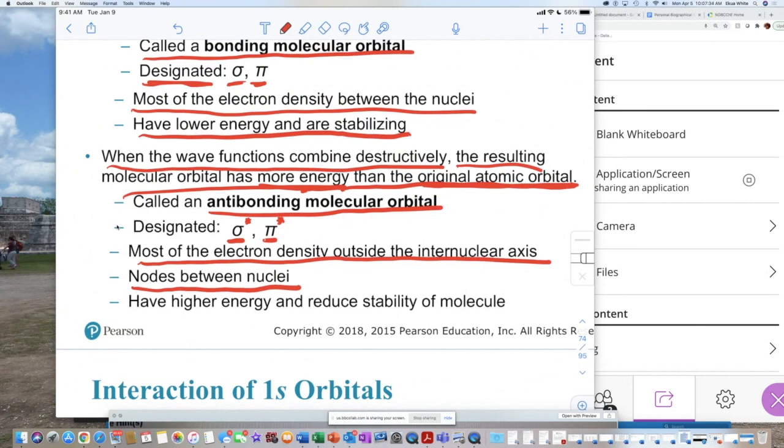It'll make more sense. Nodes are areas where you have none of the electron cloud. If you have a case like this, the p orbital, the middle of the p orbital, is considered a node because you don't have any electron density there. Okay. We're told when we have anti-bonding molecular orbitals, we have higher energy in the molecule, and this reduces the stability of the molecule.